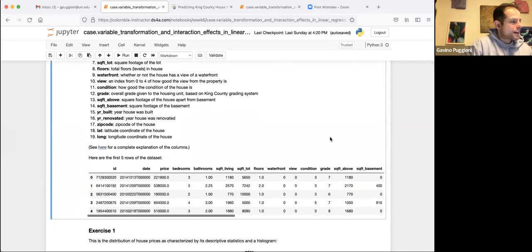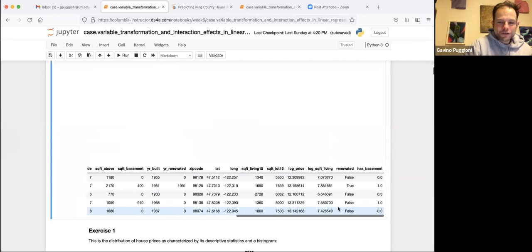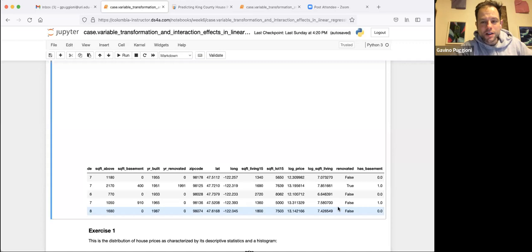All right. Yeah, you can see that some of you already pulled up the file, but see, it doesn't say what square feet lot 15 is. Oh, it is the square footage of the land lots of the nearest 15 neighbors. So that's actually very interesting because it's telling us whether or not the house is larger or smaller compared to the average size of the neighbors.